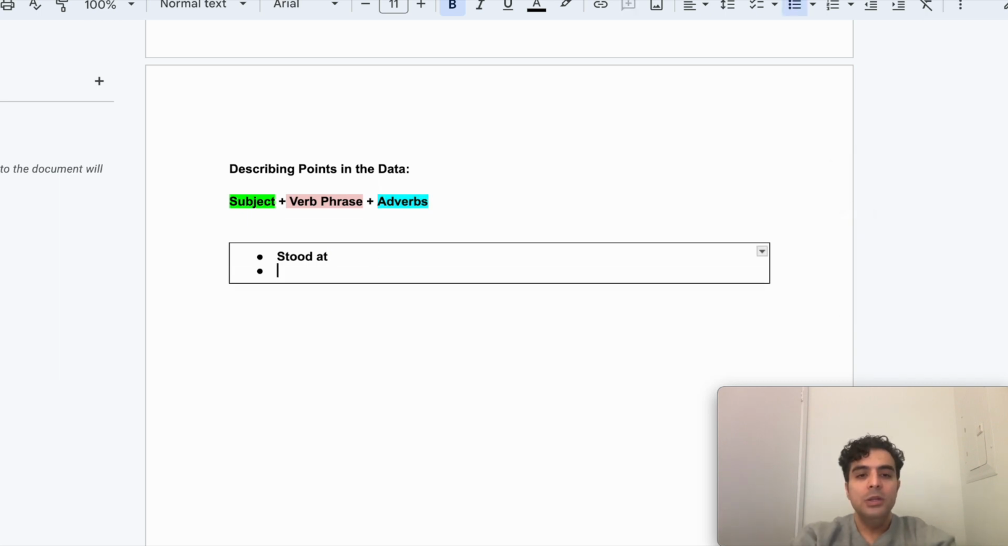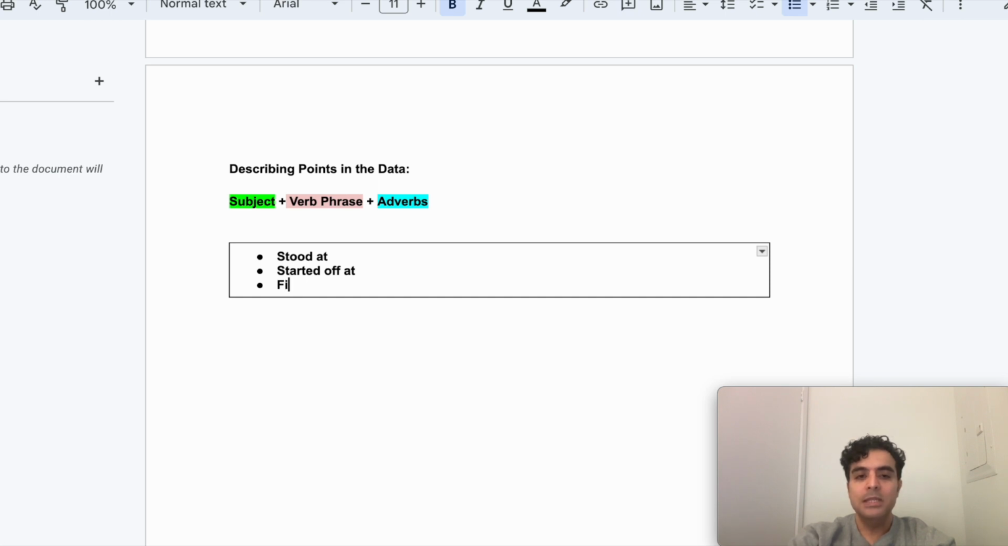And the other one, you could say started off at. This is only when you're describing the starting point. So stood at, you could use it to describe any point in the middle and towards the beginning of the period, towards the end, it doesn't matter. But when you're using started off at, you want to use this structure only when you are pointing to the initiation point, right? So started off at. And then finally, you could say it finally reached. And this structure doesn't really need a preposition.